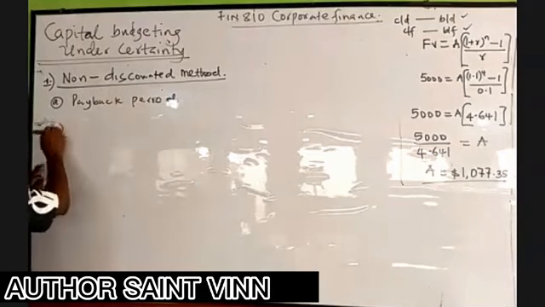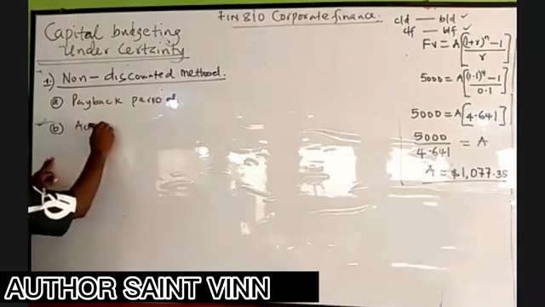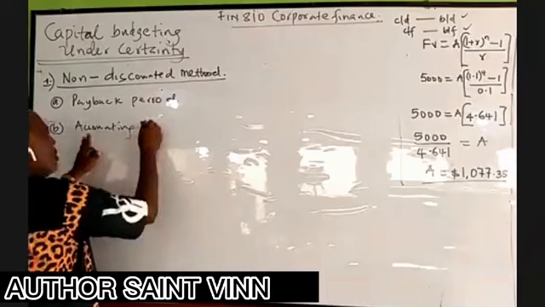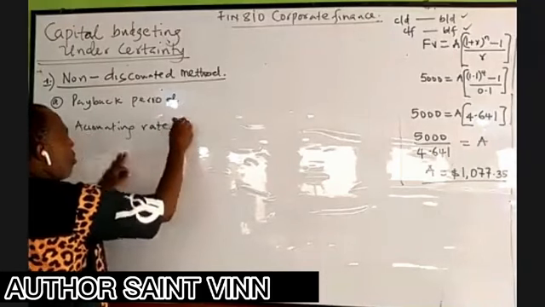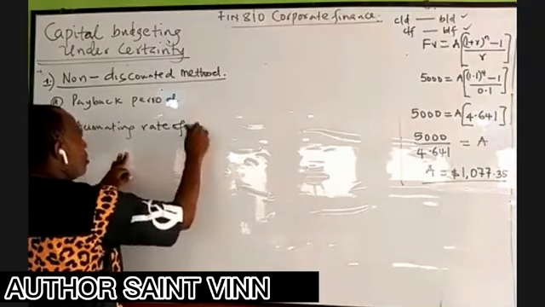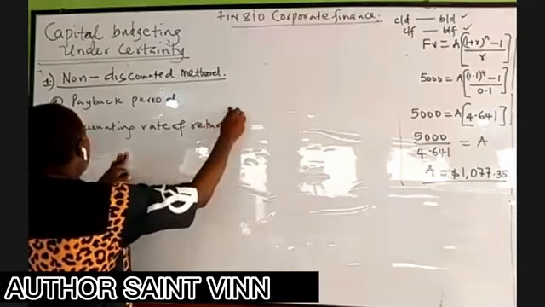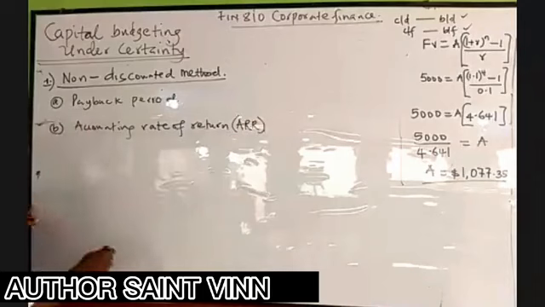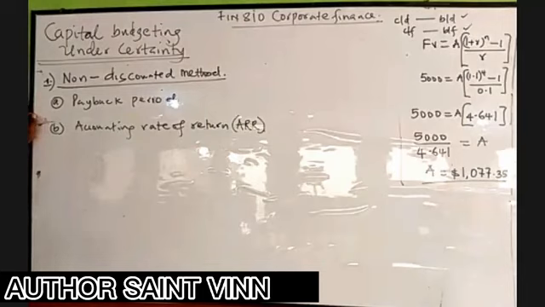The second one is accounting rate of return, that is ARR, something like that. These are the two. I show you another one. The third one is inspection, the simple inspection method, but they won't even bother about it.